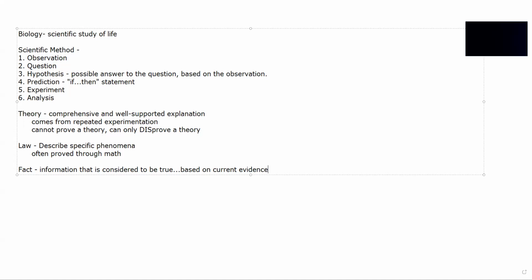Okay, let's move on to talk some about experimental design. You can't talk about scientific method without talking about experimentation. Okay, so I'm going to give you some vocabulary here. Okay, a variable is something that's going to change in an experiment.